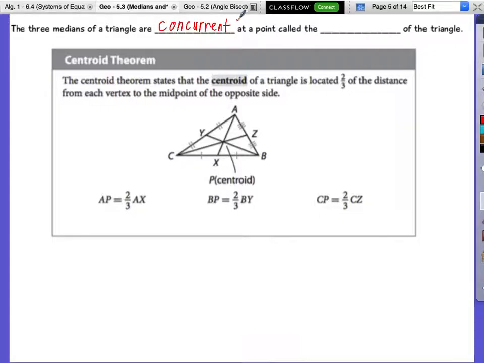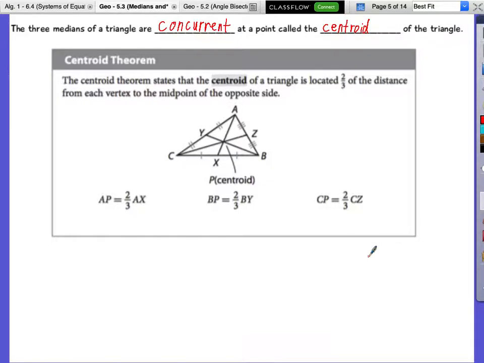Concurrent is when three or more lines intersect at the same point. Segments can intersect as well, so the three medians are concurrent at a point we call the centroid. Centroid. Centriole, that's biology. There's centrioles, centromeres, centrosomes. So the three medians of a triangle are concurrent at a point called the centroid of the triangle.